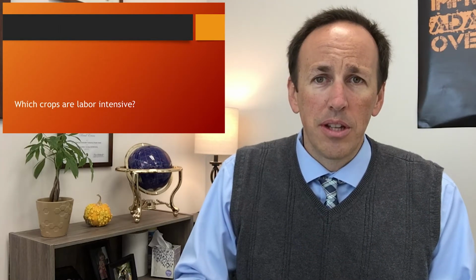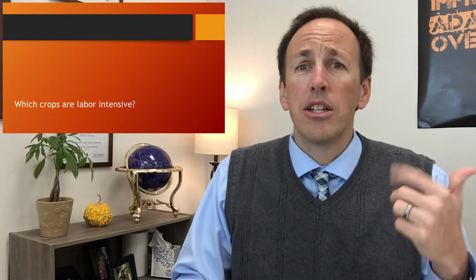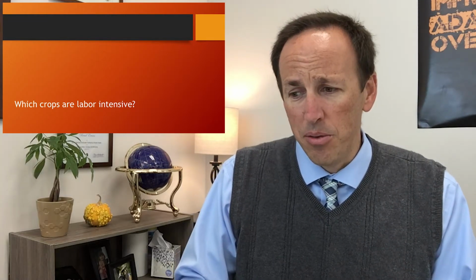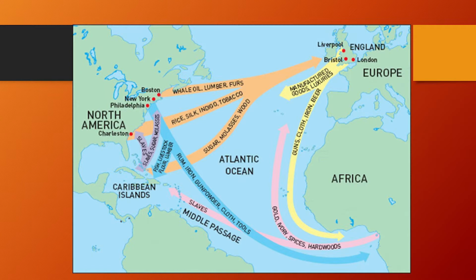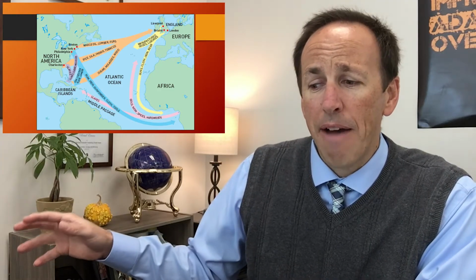What crops are labor intensive? We talked about it: sugarcane, tobacco, and cotton coming up soon. So here's a map that shows triangle trade, and you can see items are going from North America to Europe, from Europe to Africa, and then right there you see the Middle Passage. That's where the slaves going from Africa to the Caribbean or wherever their destination is. That's the Middle Passage.